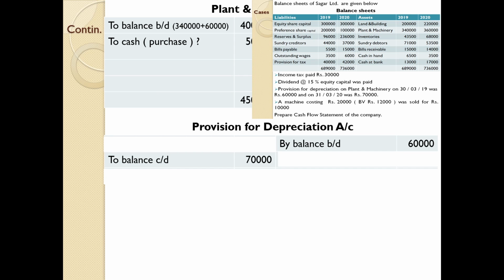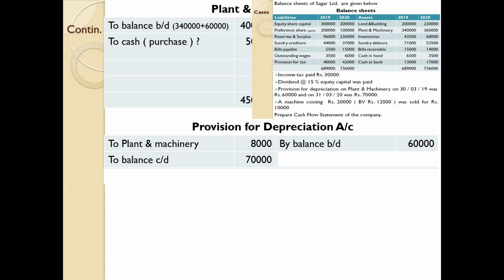And the next item is depreciation. This provision for depreciation is related to the plant and machinery, so the depreciation amount has to be shown in the provision for depreciation account also. The depreciation amount was about 8,000.